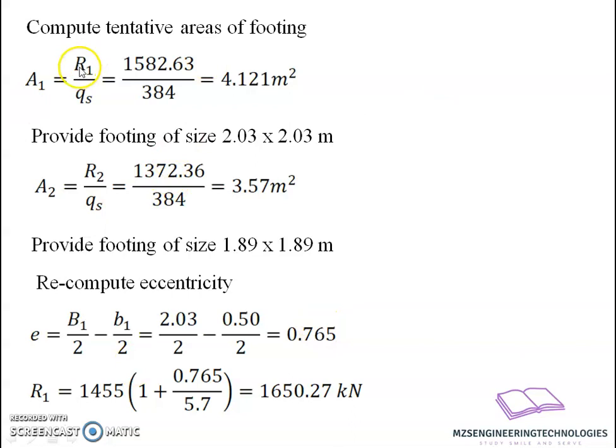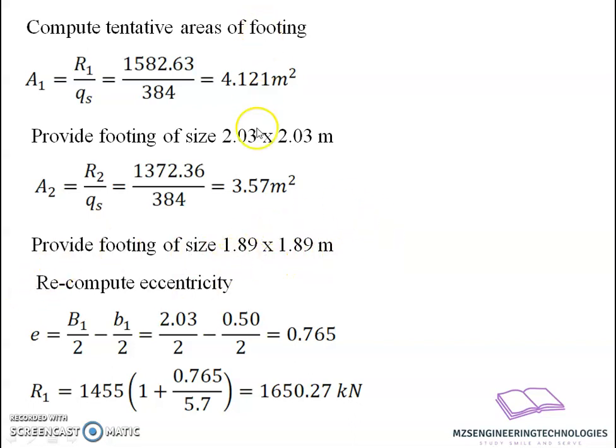Now, after knowing the values of reactive forces, we can go for computation of tentative areas. We have a relation A1 equals R1 divided by QS. QS is given to us, it is 384. R1 we have estimated as 1582.63. Then the required area is 4.121 meter square. So we can say provide a footing of size 2.03 multiplied by 2.03. I am going to consider the footing to be a square footing. Similarly, I can work for A2. A2 equals R2 divided by QS, where R2 we have estimated as 1372.36, divided by 384. It comes to 3.57 meter square. So we can say provide a footing of size 1.89 by 1.89.